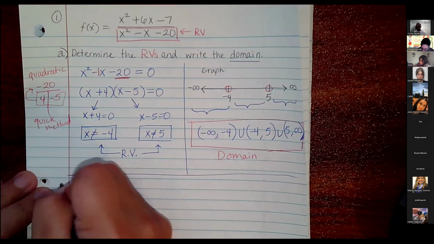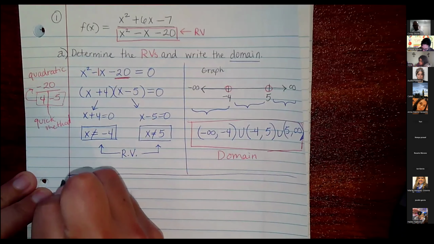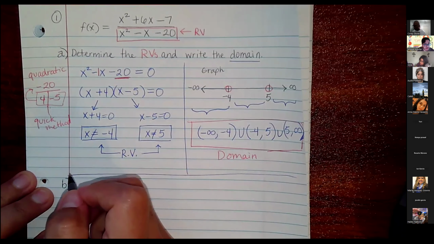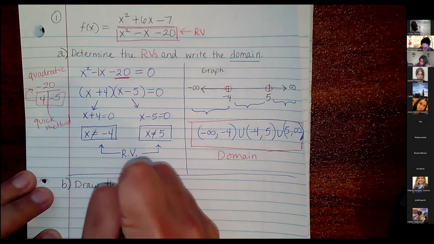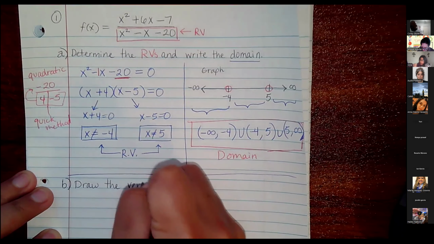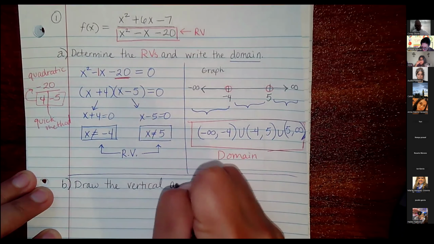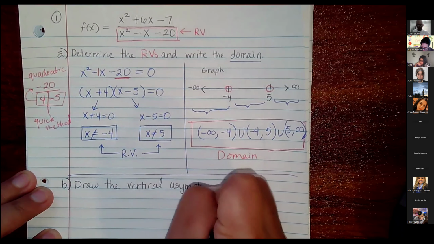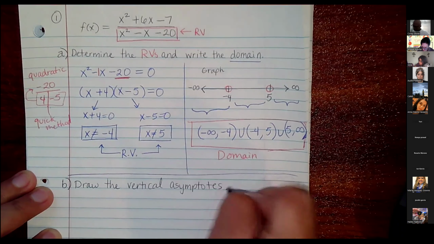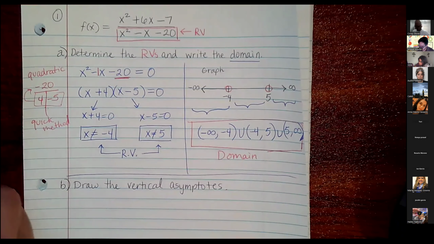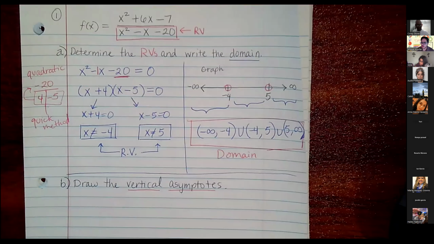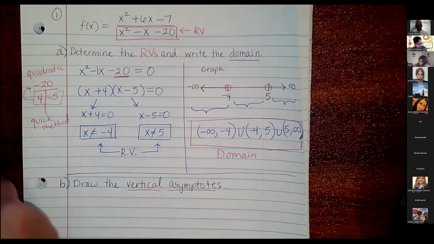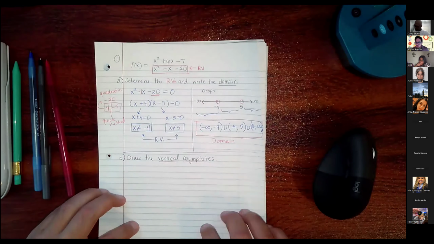Okay, I'm just going to write the next question down. B says to draw the vertical asymptotes. And just let me know when you guys are ready to tackle this new vocabulary word, this next question. You can go ahead. Thank you, sir. Okay, cool. All right.